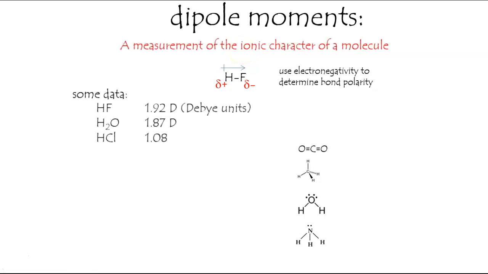It's measured in debye units. HF is 1.92. Oxygen is much more polar than hydrogen. This has a dipole moment of 1.87. Chlorine, not as much as fluorine, so it checks in at 1.08. In fact, oxygen's more electronegative than chlorine. That reflects that. But do watch out for symmetrical molecules.